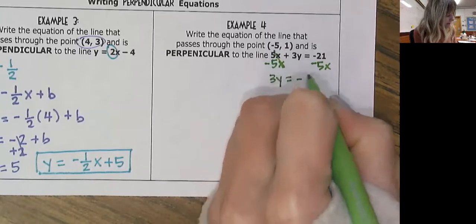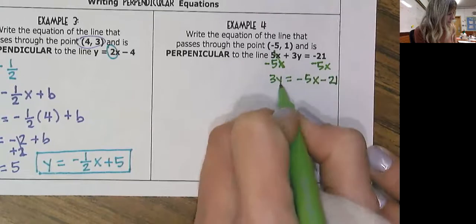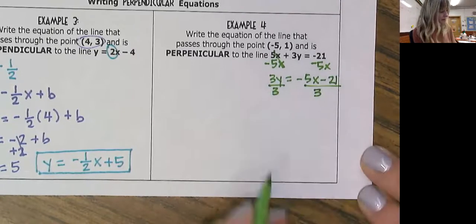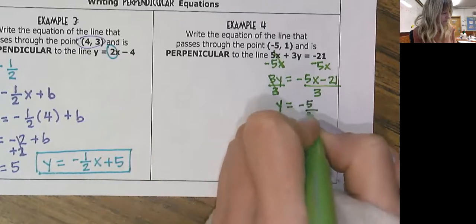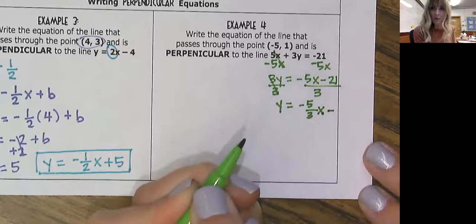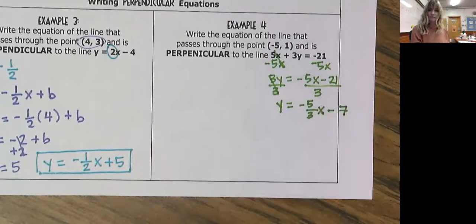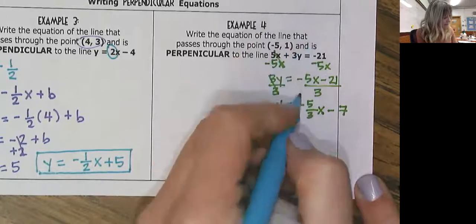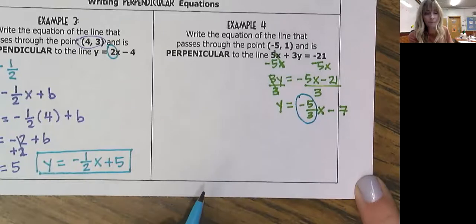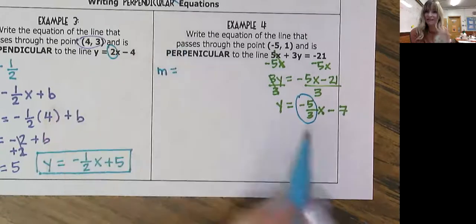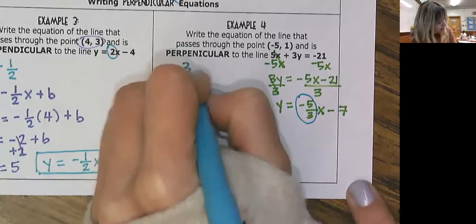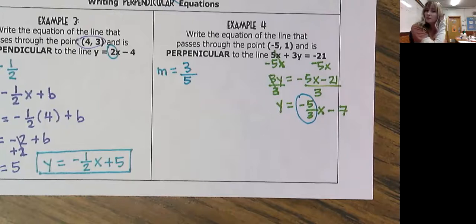3y equals negative 5x minus 21. Divide everything by 3. And in slope-intercept form, I have y equals negative 5/3 x minus 21/3. Oh, that's 7. Even though that part doesn't matter much to me for this, what matters is that this is the original slope. So is that the slope I use? No, because I want to be perpendicular. This is 5/3. I need to change the sign and flip it over. So instead of negative 5/3, I'm going to use positive 3/5.